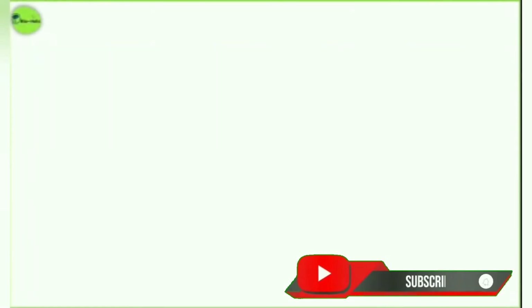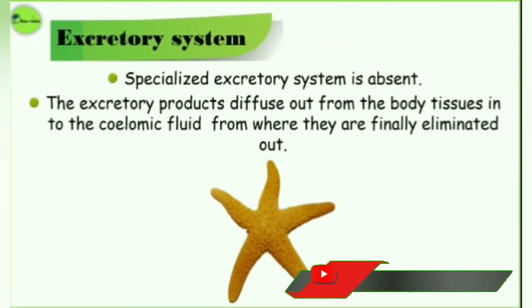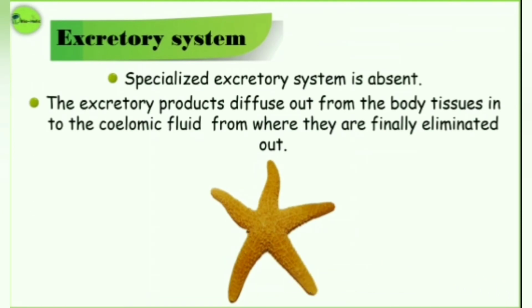Okay, so now the excretory system. The echinoderms do not have a specialized excretory system. So the excretory products diffuse out from their body tissues into the coelomic fluid, and from there they are finally eliminated out. So they lack an excretory system.